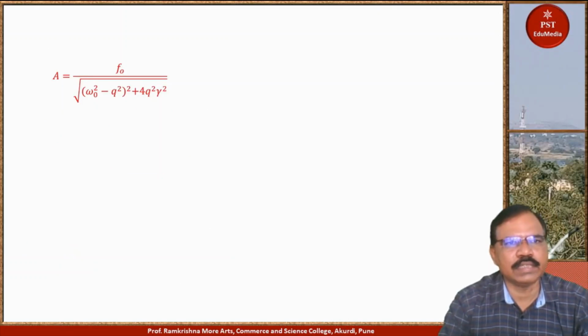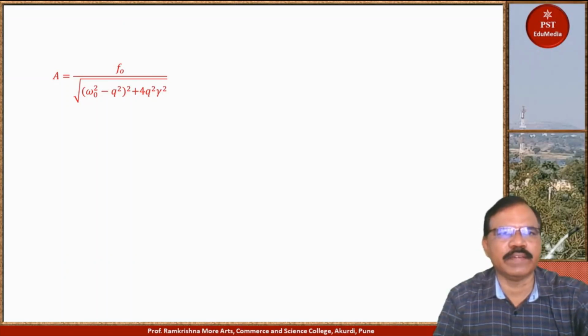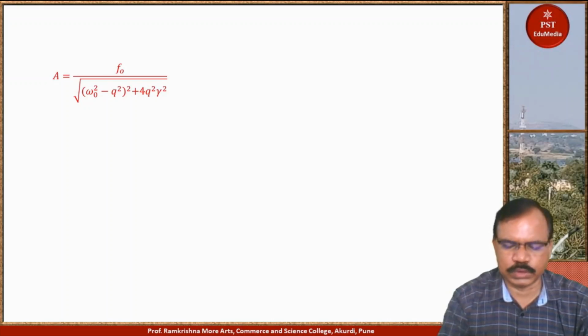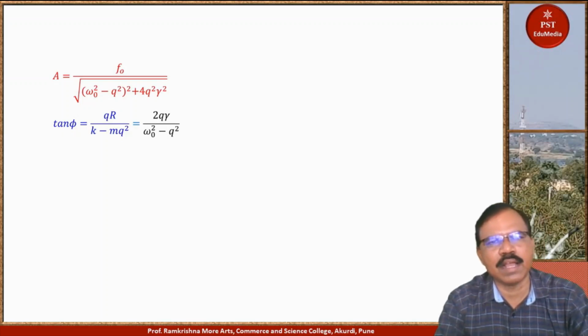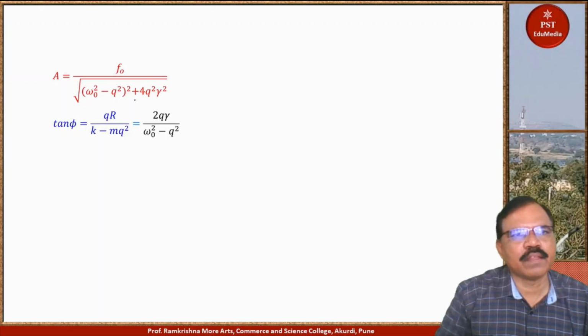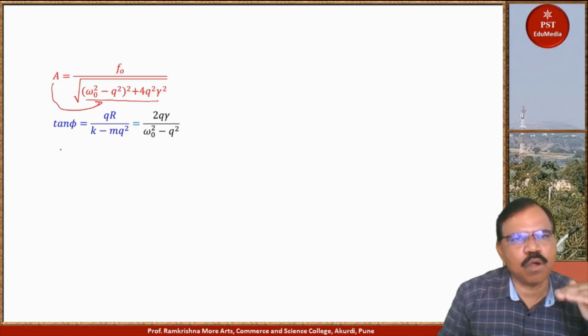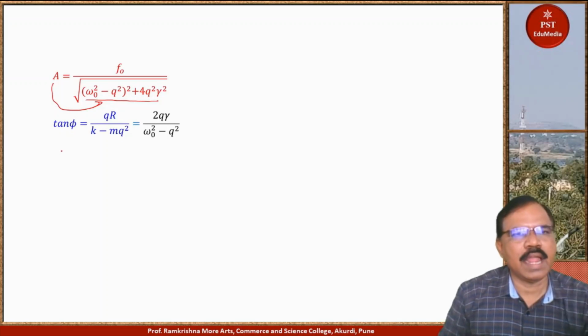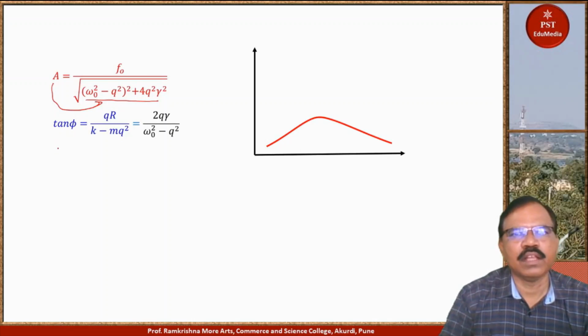Now we have this amplitude: A is equal to F0 upon square root of (omega 0 square minus q square) whole square plus 4 q square gamma square. And tan phi is equal to q R upon K minus M q square, which is equal to 2 q gamma upon omega 0 square minus q square. Now what happens here? Amplitude depends on this denominator. Amplitude is small when the denominator is large, and amplitude is large when the denominator is small. So if we see the graph of this, you will get a graph like this.